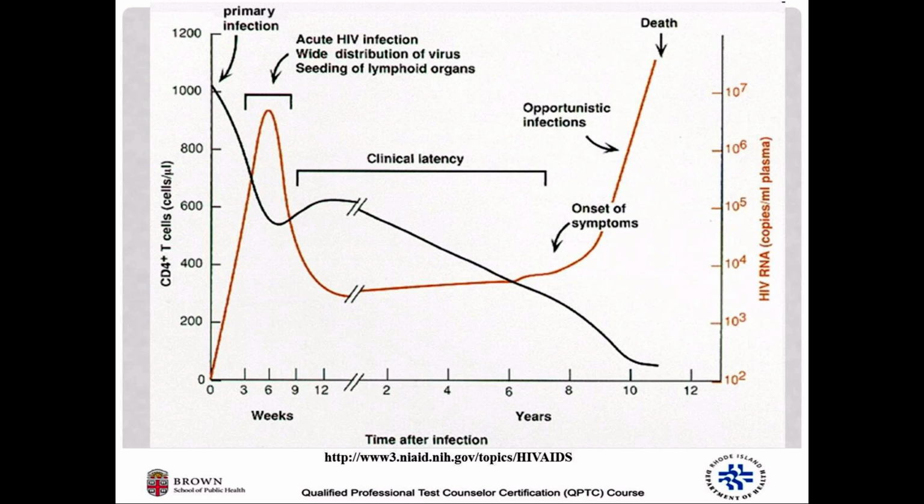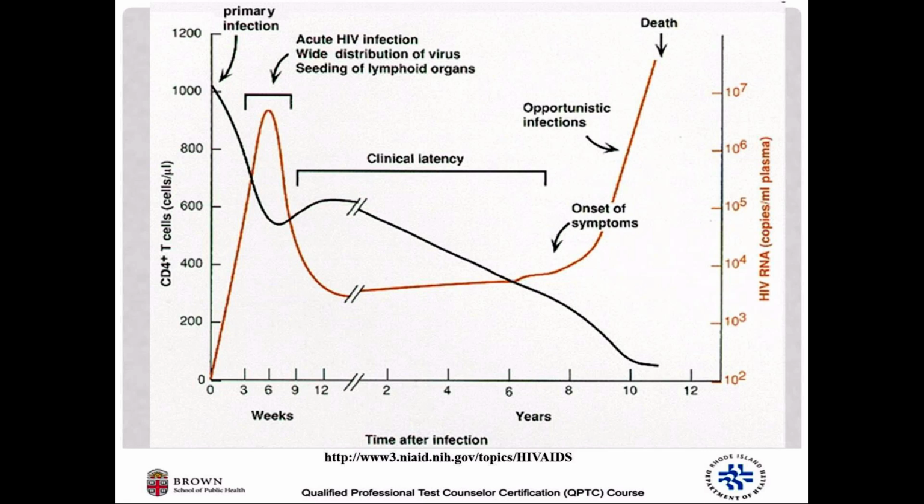You can see with the black line here, that represents the number of CD4 cells in a person. The CD4 cells are a marker of the immune system. A person with a normal immune system has a CD4 cell count of 1,000. It in general ranges anywhere from 600 to 1,000 plus. You can see over time, over a course of years with that black line, it decreases as HIV attacks the immune system. The red line here is the viral load.